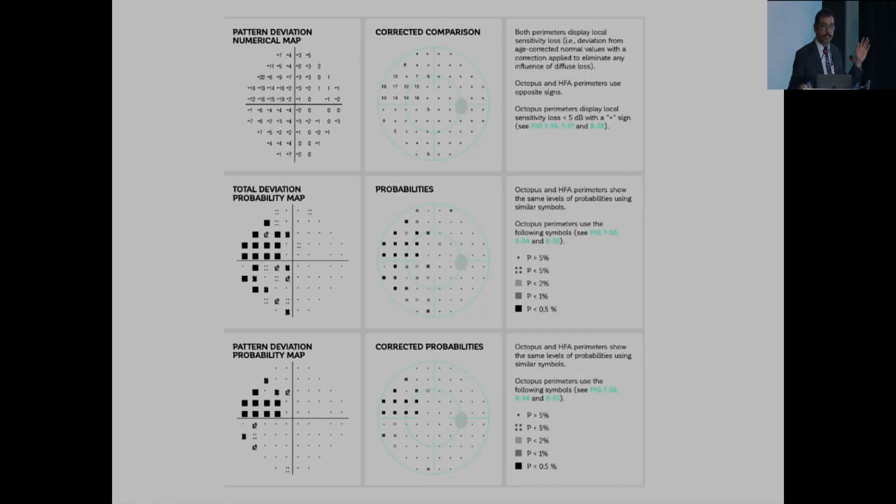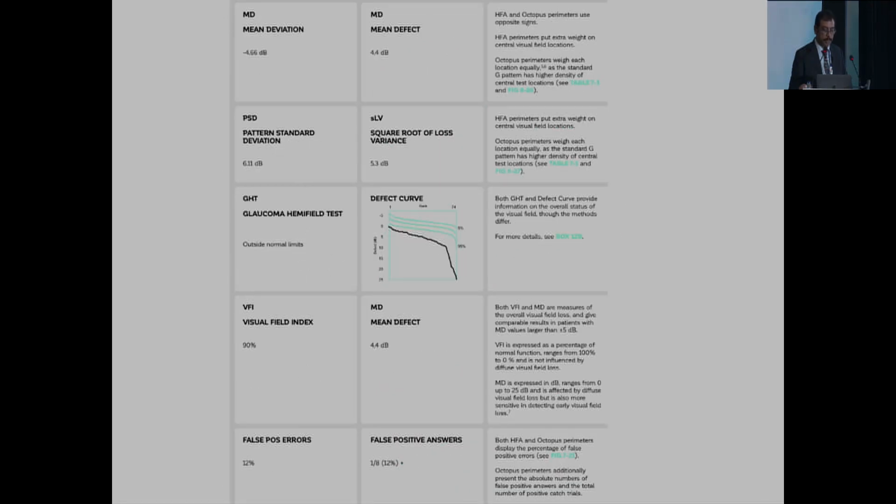In this, it is called total deviation probability. Then you have the PSD probability. So it is called probabilities and corrected probabilities. Then the mean deviation in Humphrey's is called mean defect. Then the PSD is called SLV, that is, the square root of loss variance. We can discuss this a little later. And you have the glaucoma hemifield test.